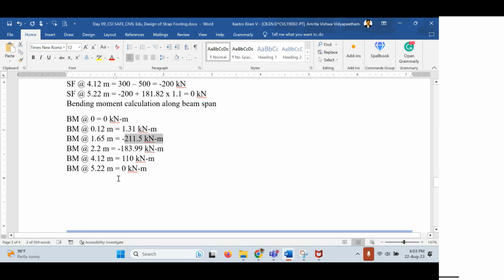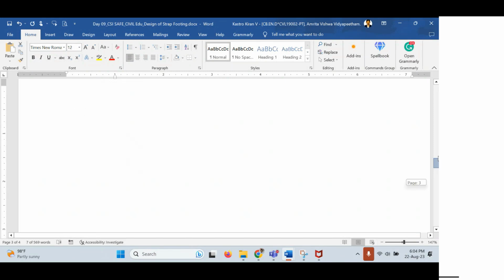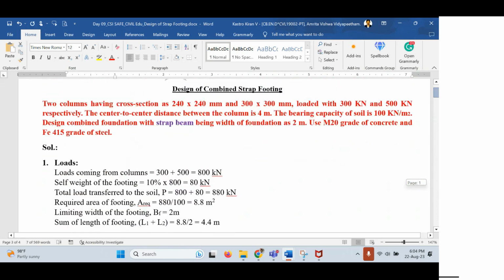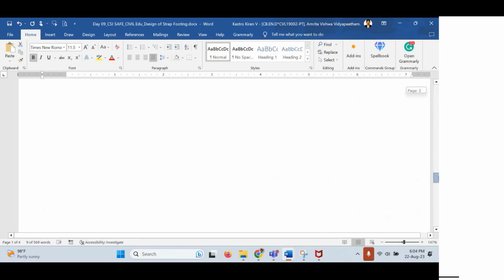Based upon the usage of this maximum bending moment, we have to decide the depth of the beam. Width of the beam we have already decided, which is 300 mm. So how have we decided the width of the beam? We have decided the width of the beam based upon the column dimension. Whichever column has the larger dimension, based upon the larger dimension of the column, we have decided the width of the beam. So now it's time to decide the depth of the beam.